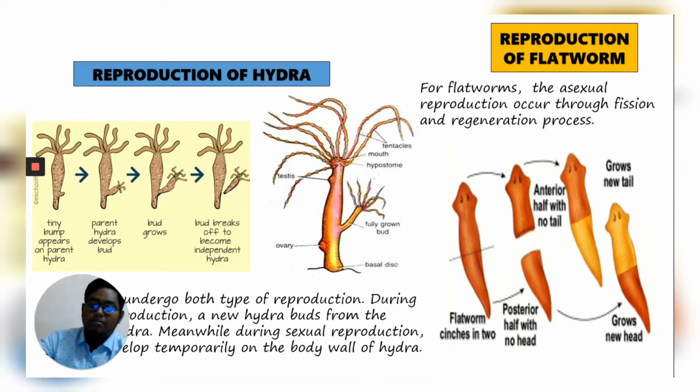Furthermore, I would like to show you how asexual reproduction occurs in flatworm. In this picture, you can see there is a flatworm, and then the process continues with regeneration, hence producing two identical offspring. So that's how asexual reproduction occurs.